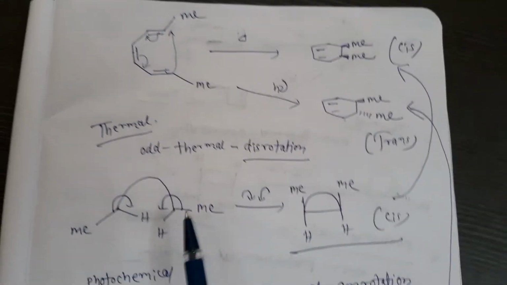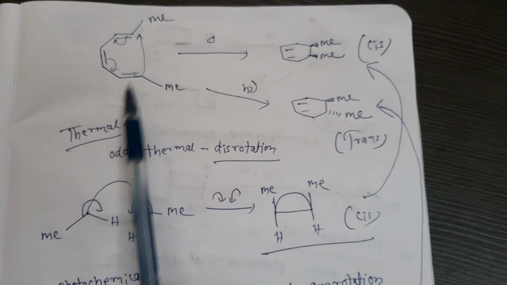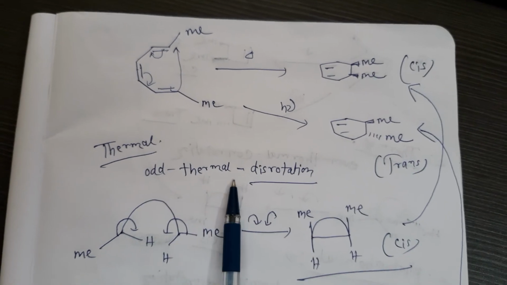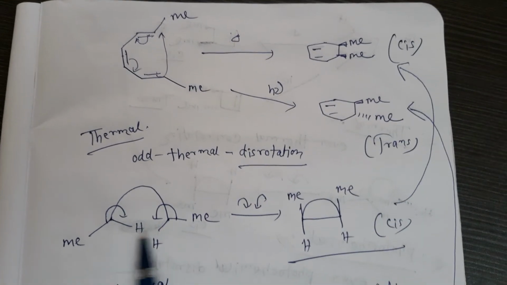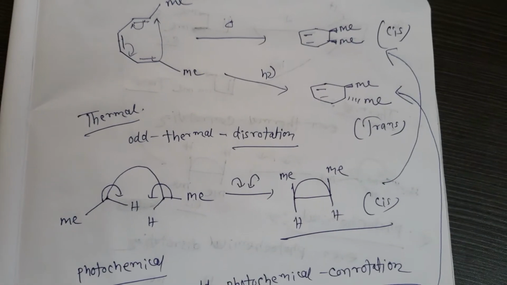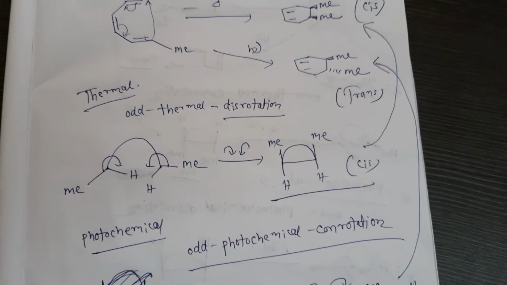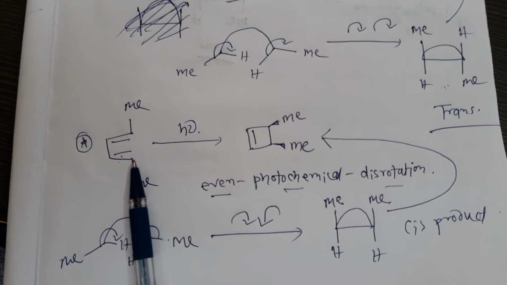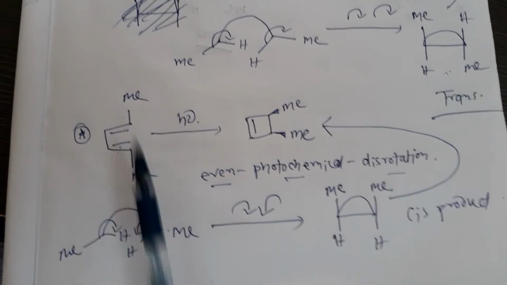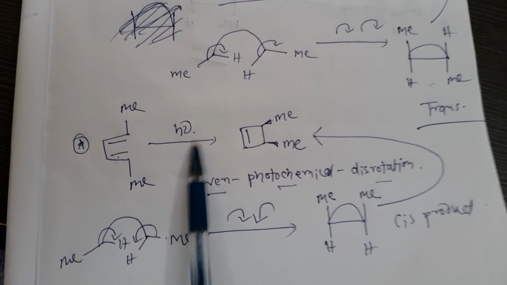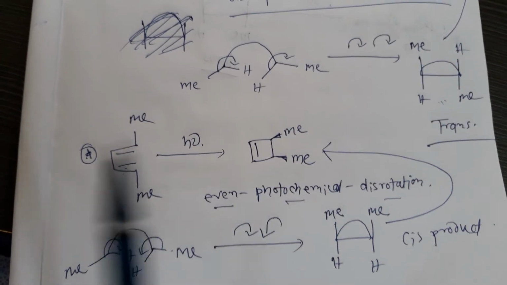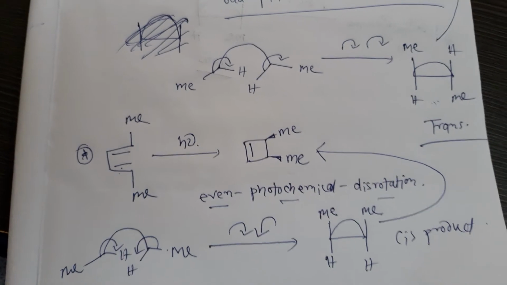Under thermal condition, the number of pi electron pairs is odd, and this is disrotation, so this gives the cis product. And this is photochemical, this forms the trans product. And let us consider another example. These two methyl groups are outside, and in the presence of light that forms the cis product.